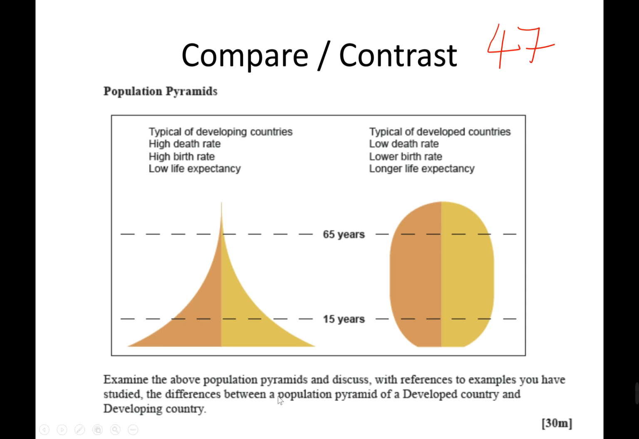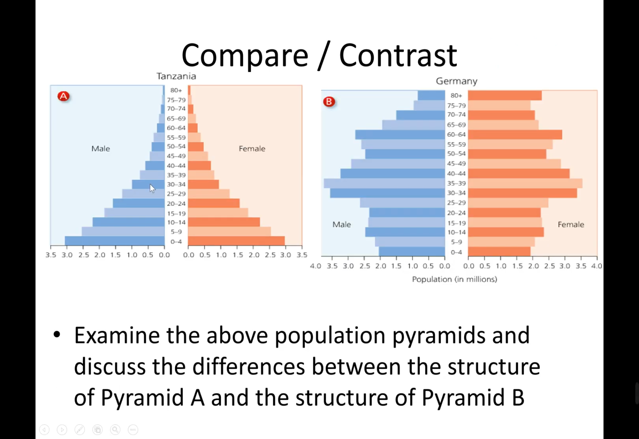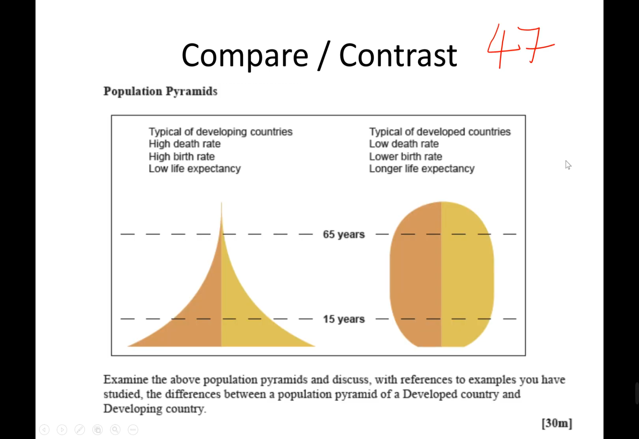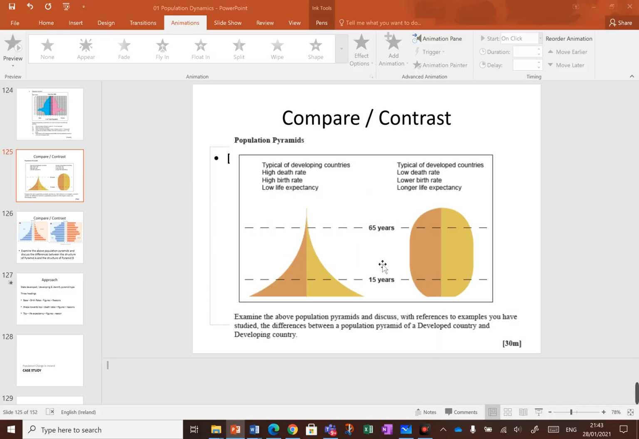Right, basically, let's look at the question. Examine the above population pyramids and discuss, with references to examples you have studied, the differences between the population pyramid of a developed country and a developing country. So you want to be able to name examples of both. Now what we're going to do is just use these examples here of Tanzania and Germany. Be on page 47 and get ready to take down notes.